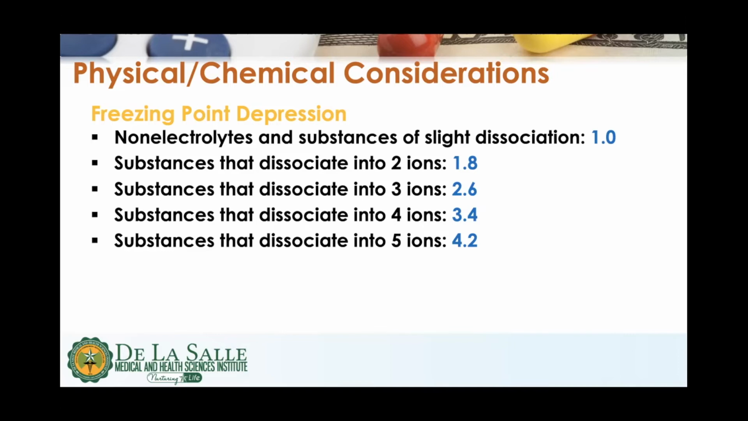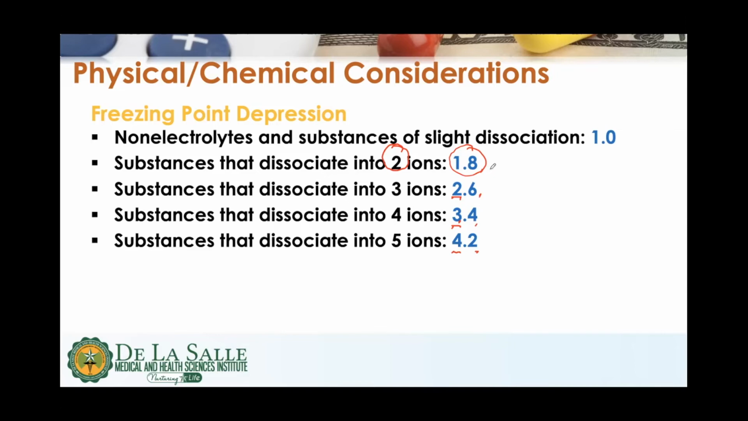Now, in order for you to easily remember these values, just take note that we begin with two ions with an I value of 1.8, and you simply add 1 to the units place: 1, 2, 3, and 4. And then in the tens place, you simply subtract 2. So 8, 6, 4, and 2. So what we have are the following: 1.8, 2.6, 3.4, and 4.2.